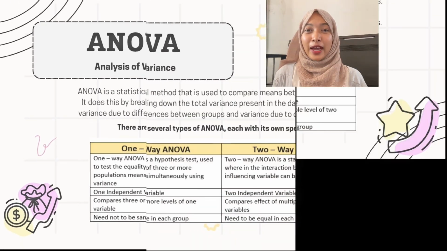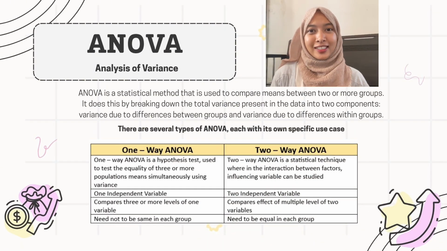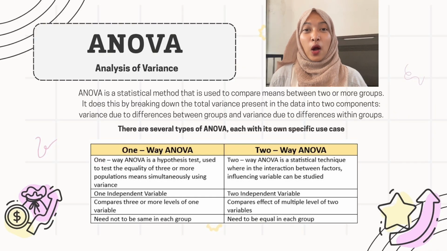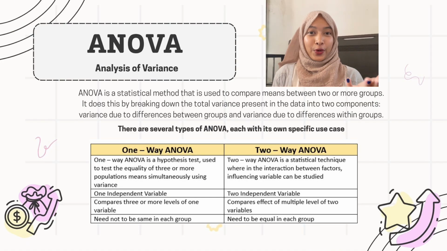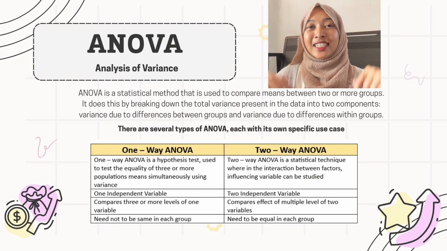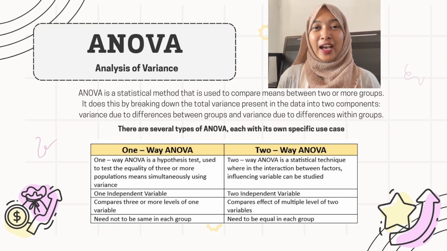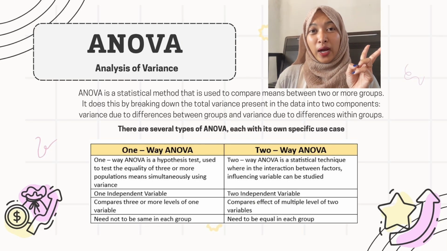Yeah, now we arrive at the last material. What's that? ANOVA. Look beside me. ANOVA, or analysis of variance. What is that? It is a statistical technique used to compare the means of two or more groups. As you see in the table below, there are two types of ANOVA. What are they? First is one-way ANOVA and the second is two-way ANOVA.